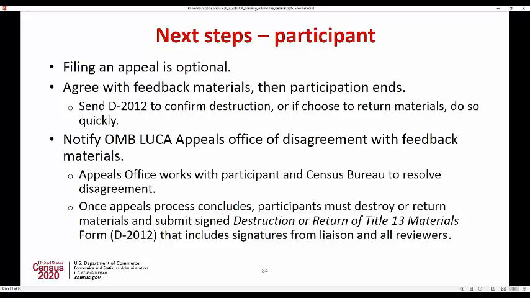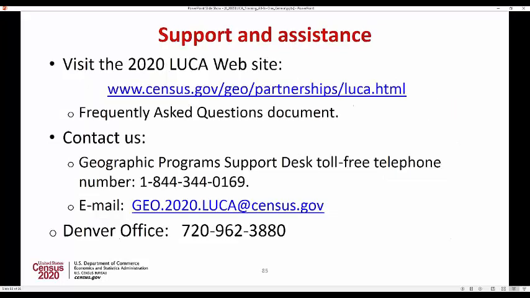After determination to accept or reject disputed addresses by the Appeals Office, the Census Bureau includes addresses accepted by the Appeals Office into the 2020 Census Enumeration Universe. Once the appeals process concludes, participants must destroy or return Title 13 materials to the Census Bureau and submit a signed destruction form. Okay.